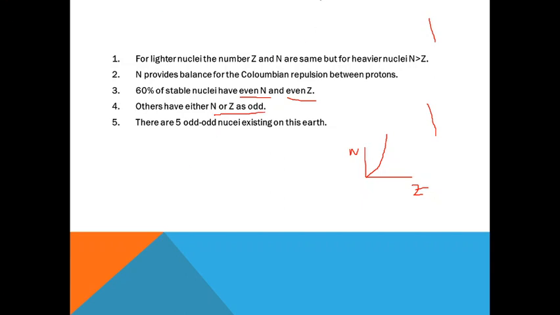There are only five elements which have got odd nuclei. So odd N, odd Z does not represent stability. Even N, odd Z or odd N, even Z is also not a very good candidate for being stable. The stability is enhanced if you are able to have even N and even Z.